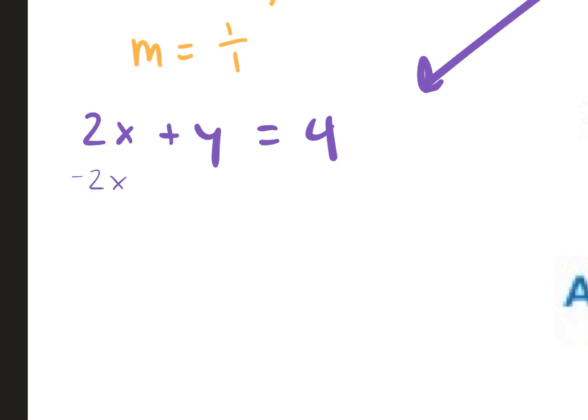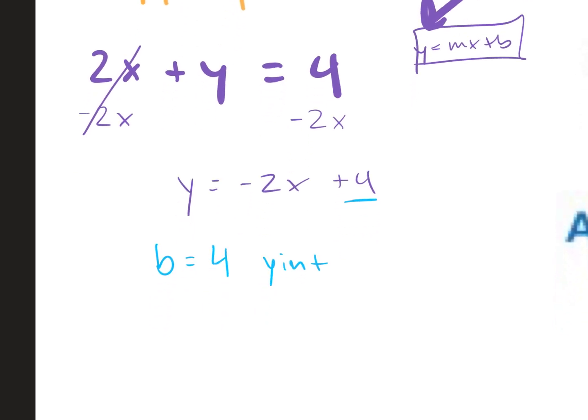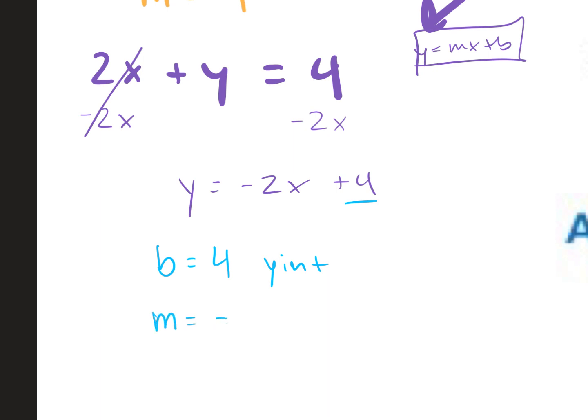Awesome. We need to move that 2x to the other side. So I'm going to subtract it to move it over. So I have y is equal to negative 2x plus 4. So now this is in our y equals mx plus b form. That's the way we like it to look in order to graph it. What's my b? 4. So that's my y-intercept. That's where I cross the y-axis. And what is my slope? Negative 2 over 1. So that's my rise over run.